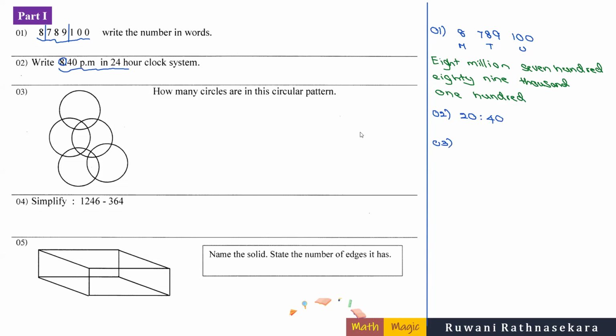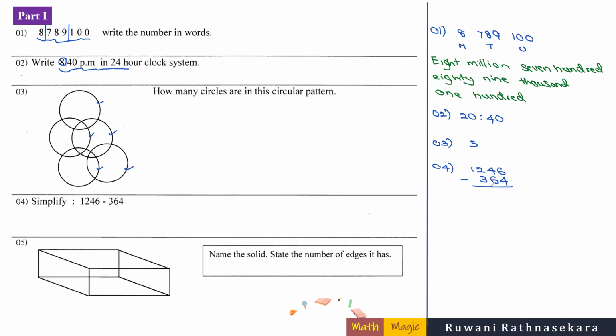The third question. How many circles are in this pattern? You can easily count 1, 2, 3, 4, 5. Please write the answers entering the question number. After the session only, I'll be sharing this paper to you. Then you have to perform this subtraction. You must copy the question downwards. 1246 minus 364.